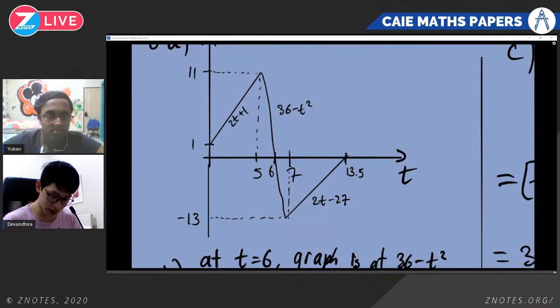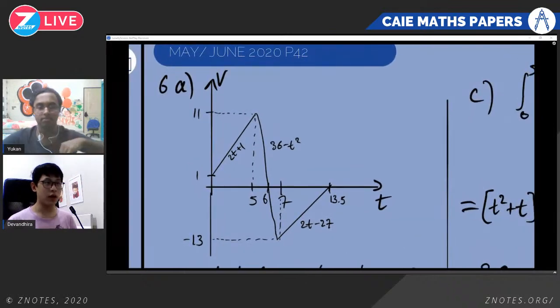Right. So the next one, of course, is the 2t minus 27. Again, it coincidentally touches the line from before, because if you put 7 in t, you'll get minus 13. Same thing if you put 7 in here, you get negative 13. So you're asked to go from 7 to 13.5, and when you put 13.5 here, it's 0. So that means you go from this point to 0, like that. Okay, so all okay there, Yugen?